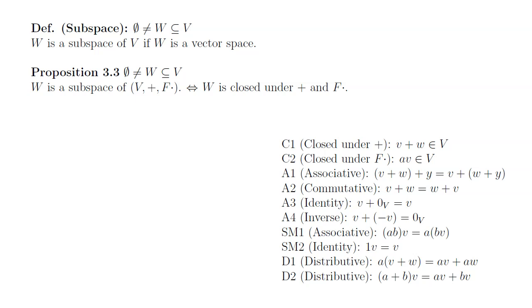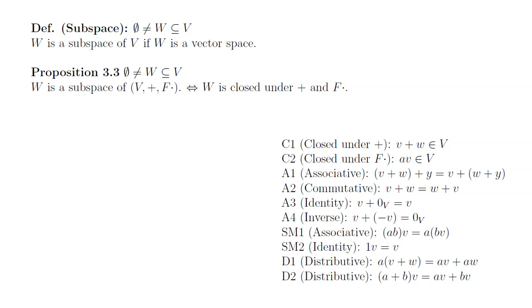So one way: if it's a subspace, then it's automatically closed under addition and scalar multiplication. So the forward implication is very clear. But for the backward implication, we only have to check two conditions: closed under addition and closed under scalar multiplication. Why is that? Let's try to see.